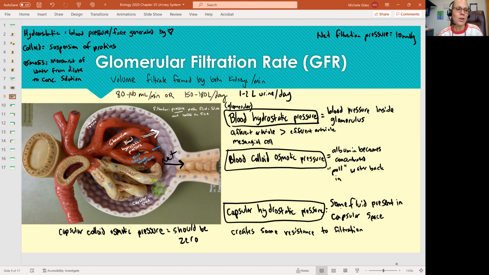Okay. So that is actually it for our discussion of the glomerulus and the glomerular capsule or Bowman's capsule. And what we're ready to do next is take a look at that tube called the proximal convoluted tubule.